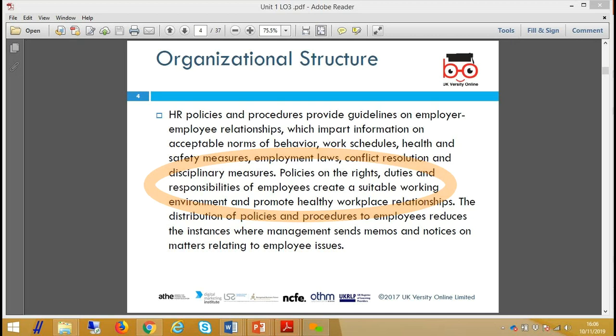And obviously, these HR policies can be enforced in a court of law, or you can get damages in terms of money where they've been breached. So, for instance, if they've been breached, you can sue your employer in court and win some amount of money. So they are obviously very important.